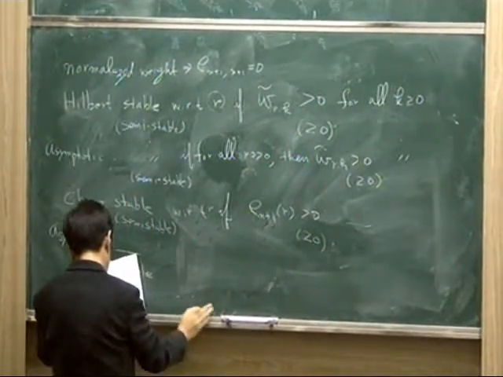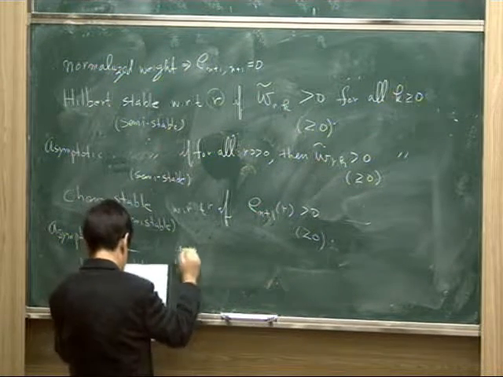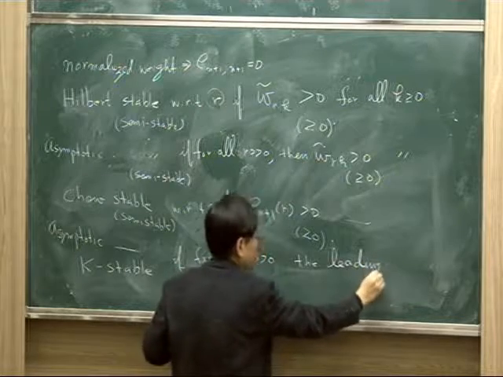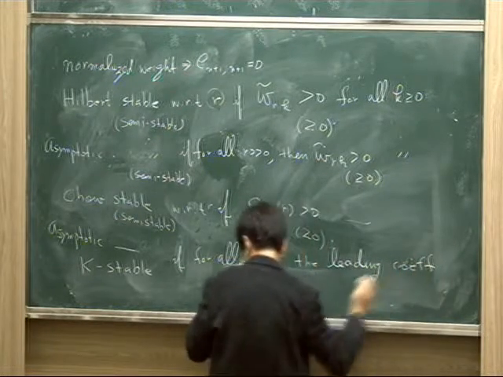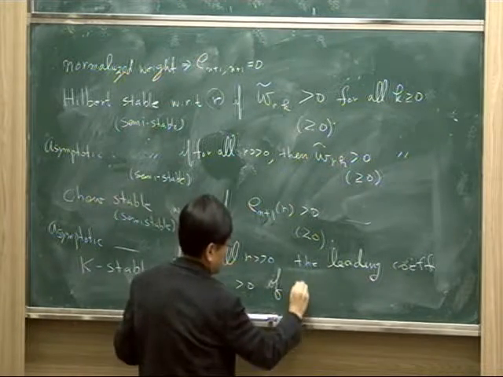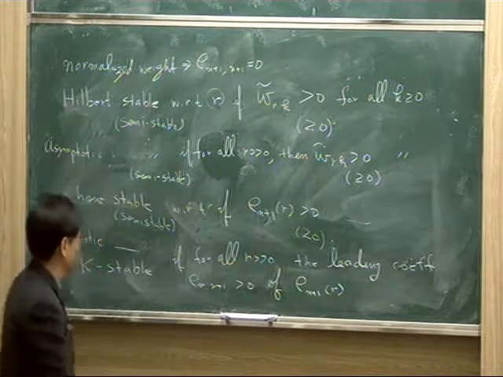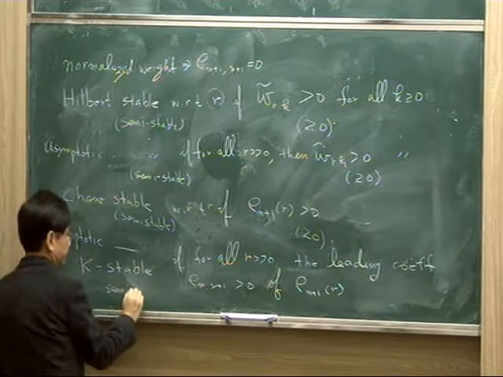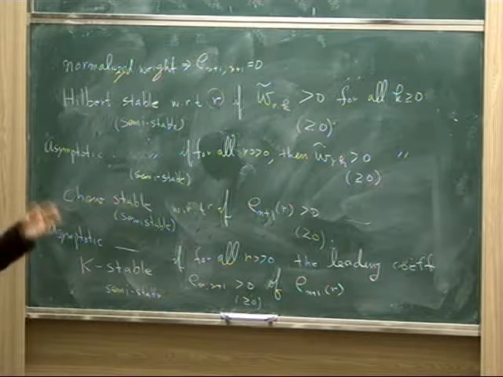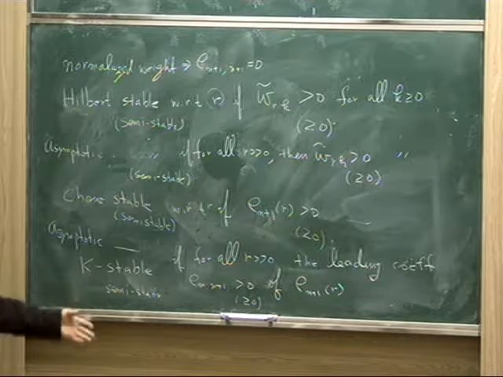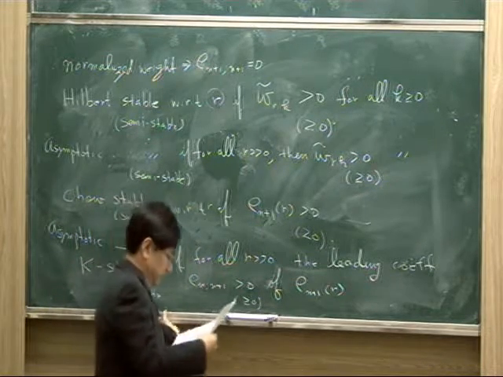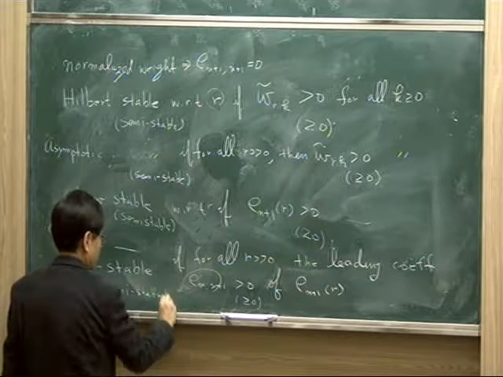at the next one, in this case, K-stable means that for all R sufficiently large, the leading coefficient of E_{n+1}(R) is positive. And then we also define K-semi-stable, which is non-negative. So basically these definitions are coming from GIT. The Hilbert case looks at the whole polynomial, the Chow is the top coefficient, and the K case is the top coefficient of the coefficient. And this one is called the Donaldson-Futaki invariant.